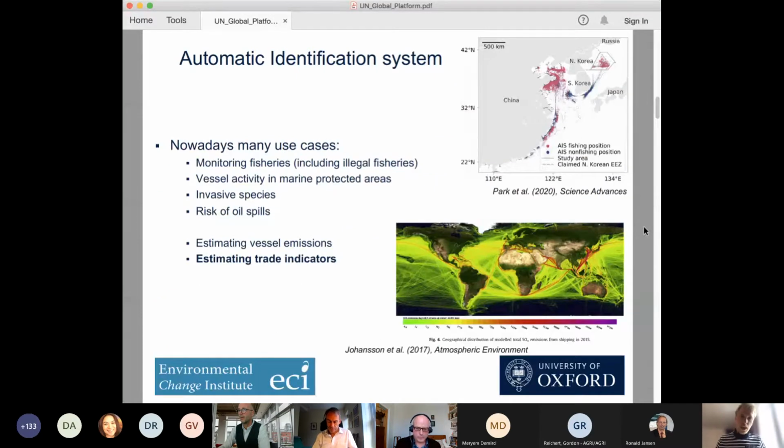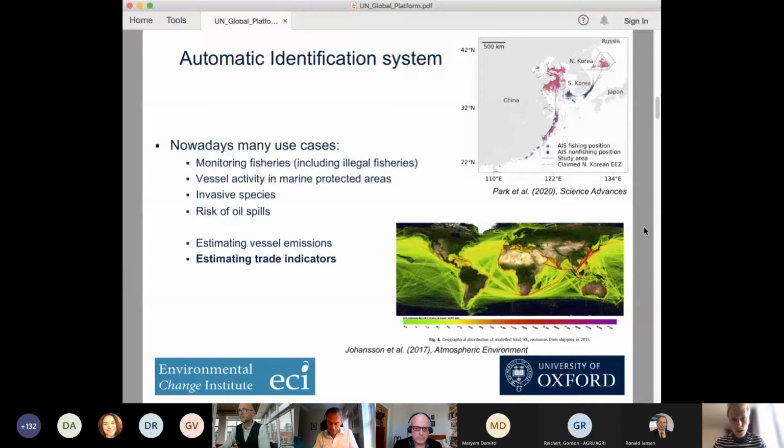So, as I said, there are many use cases nowadays, and these are some of the things that I find very exciting. For instance, monitoring fisheries, including illegal fisheries, and this is a paper in the top from that was recently published on mapping illegal fisheries in South Korea. That's been used to look at the vessel activity in marine protected areas, look at invasive species, the risk of oil spills, and also on estimating vessel emissions.